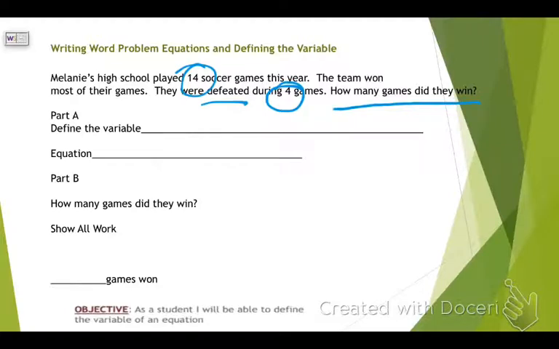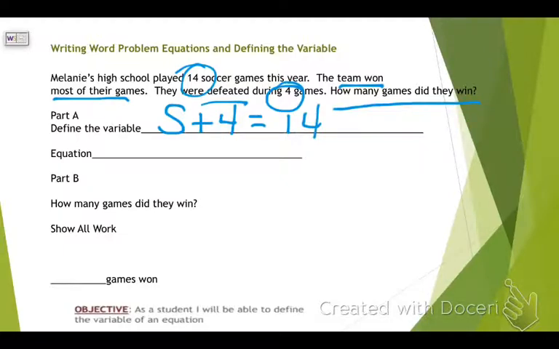Okay, well, I see that they lost 4 games, and they played 14, but I don't know how many they won. How many did the team win? The team won most of their games, but I don't know what number that means. So let's see. To be defeated means I'm probably going to have to subtract in there. We'll call it S. So S added to 4, because the 4 represents the games they lost. I want to try to find the games they won, and it has to be equal to the number of games they played, which is 14.